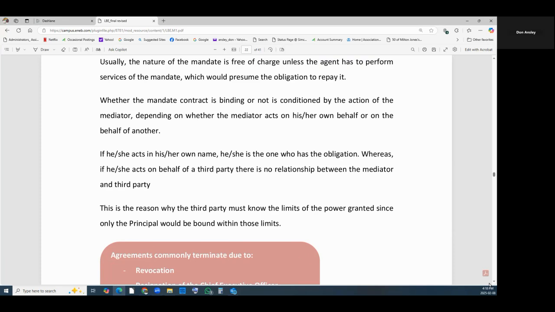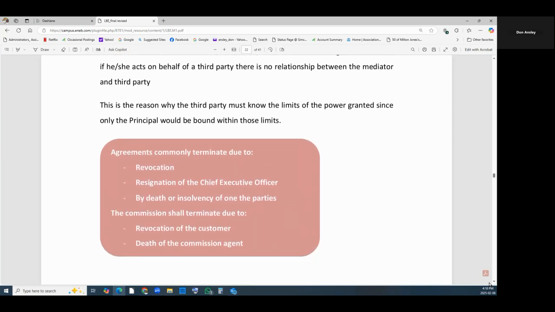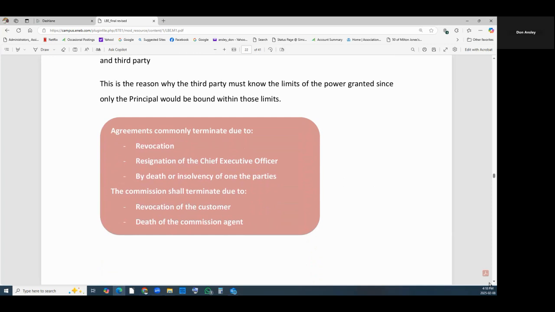If he or she acts in his own name, he or she is the one with the obligation. Whereas if he acts on behalf of a third party, there is no relationship between the mediator and the third party. And this is the reason why the third party must know the limits of the power granted. Only the principal would be bound. And here we are again.